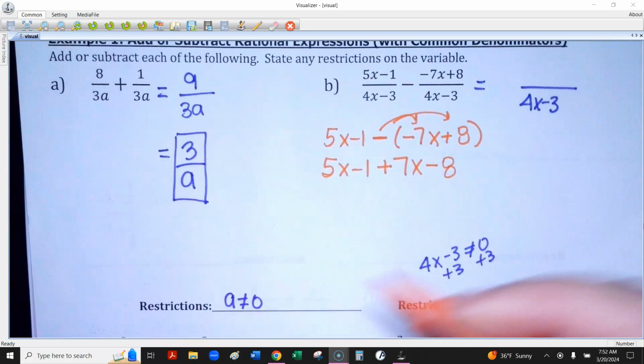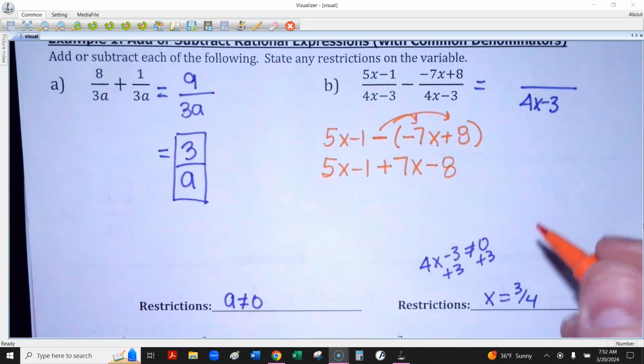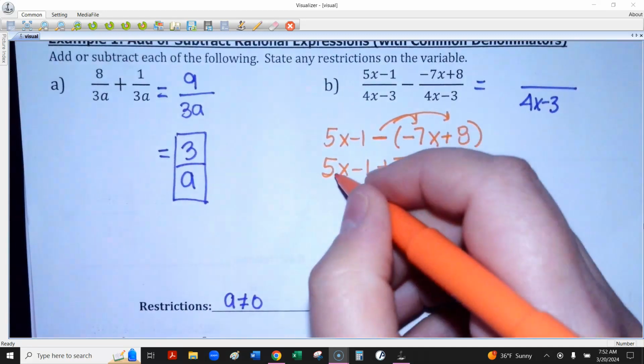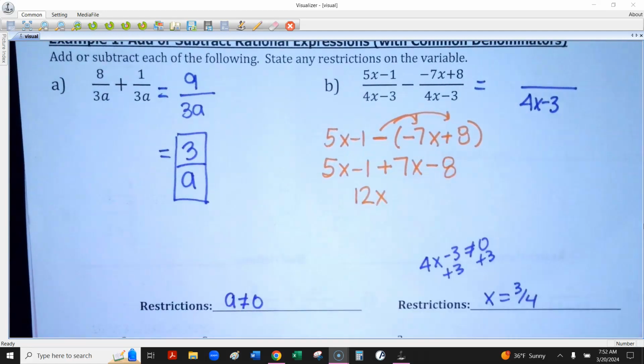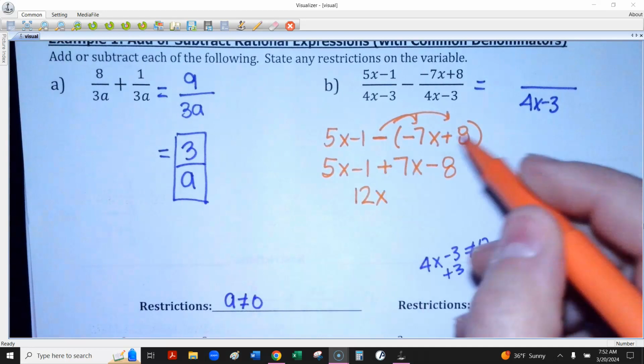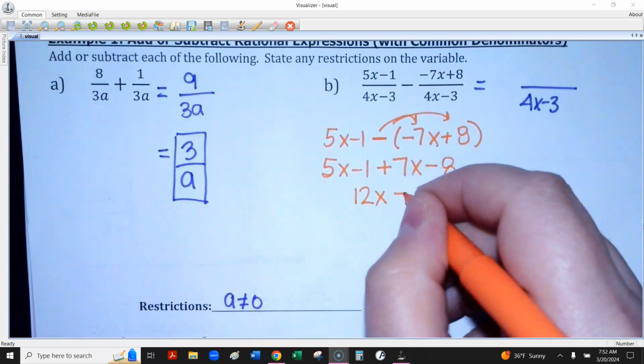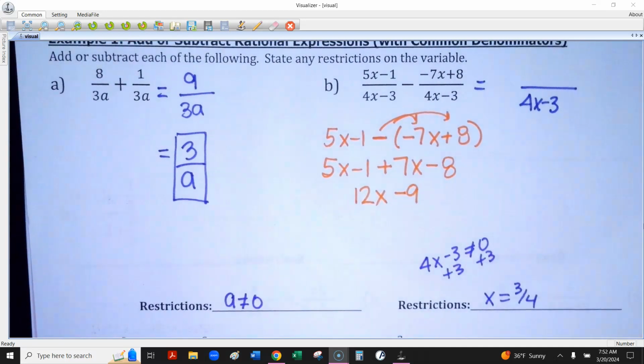And then go ahead and combine like terms. So I'm just working on the numerator here. 5x plus 7x is 12x, and -1 minus 8 is -9. So that's going to be my numerator.